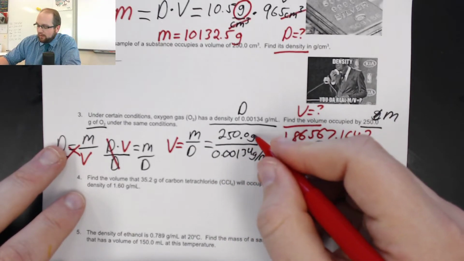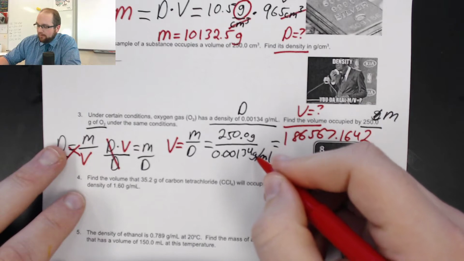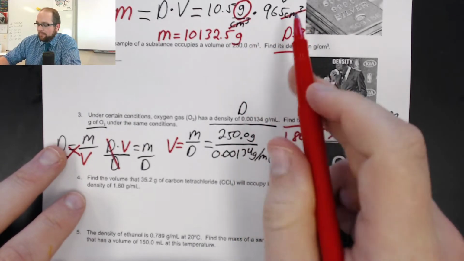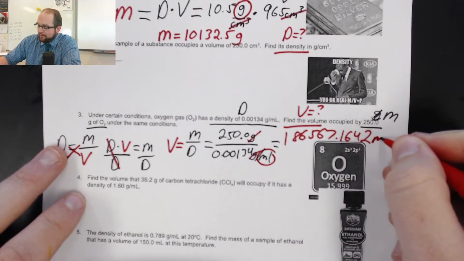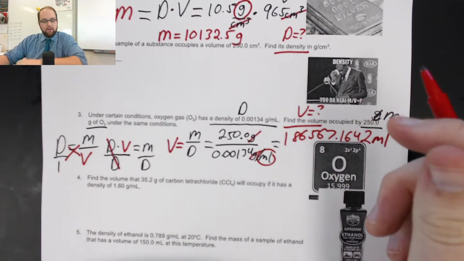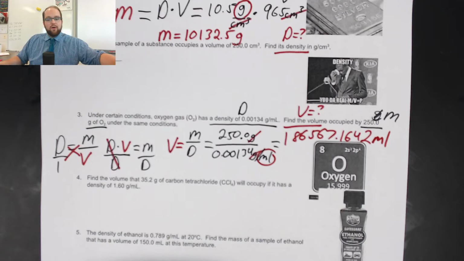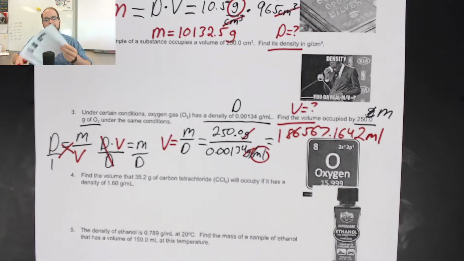And our units are going to be pretty simple. We're going to take our grams at the top and the grams at the bottom. Just like how these are at the top and the bottom, the grams are going to cancel, and we're left with milliliters as our final answer. Great. Our last chance is to go ahead and just make sure we check our answers on the back.